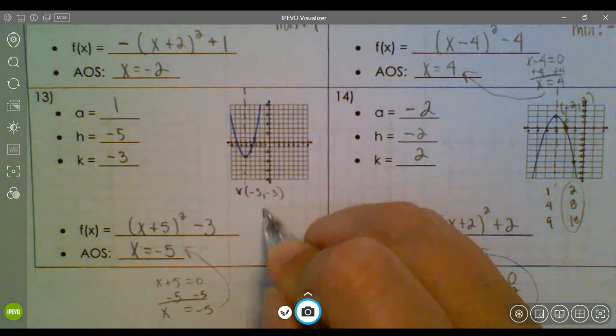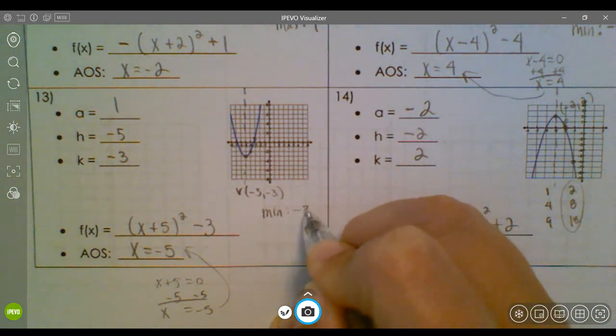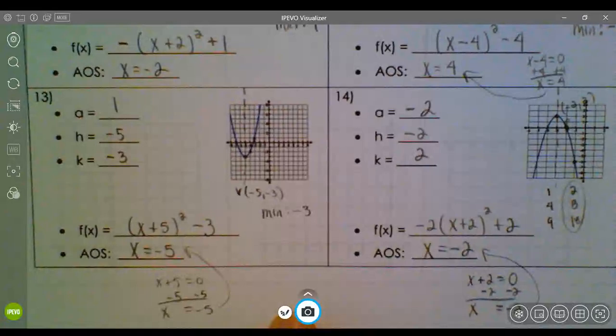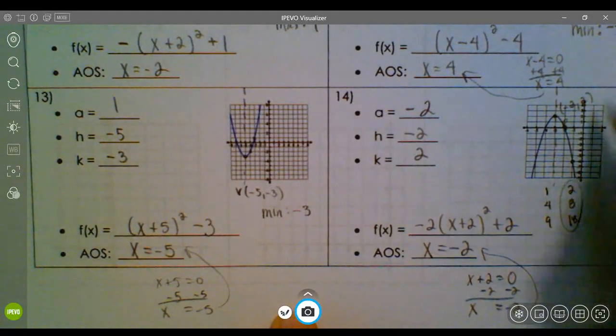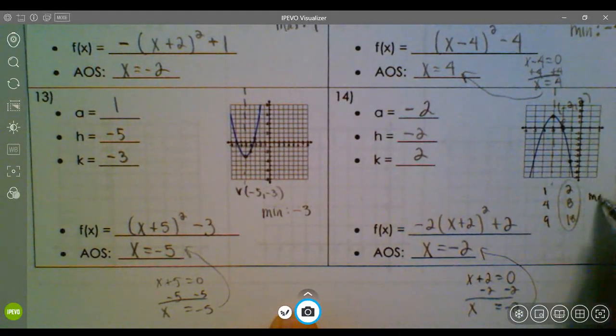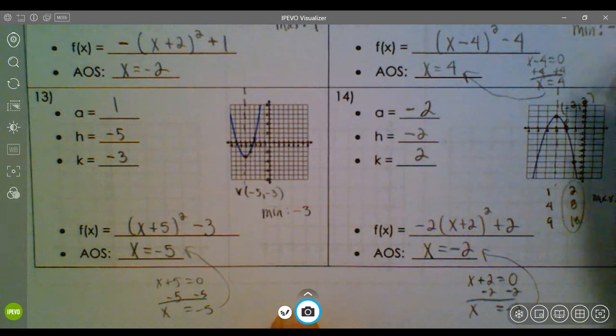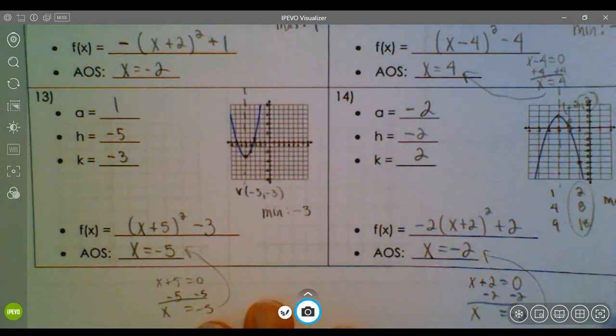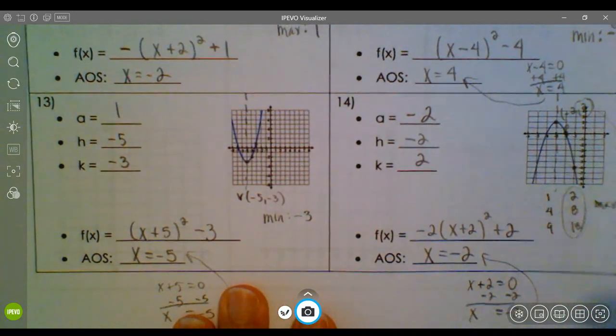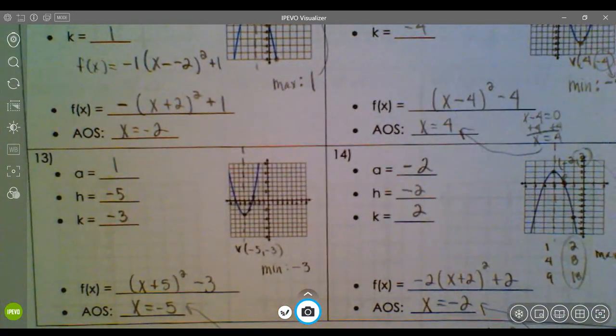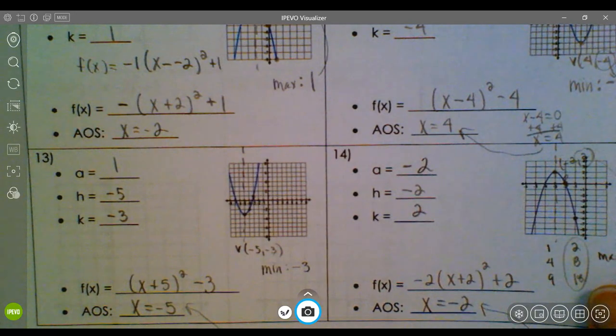And since I'm throwing it all in, here my minimum value is -3 because the minimum occurs at the vertex. Here, my max is 2. That's my highest point. Dang, I'm throwing all kinds of stuff in here. Okay. So this is how you build an equation if I give you a graph.